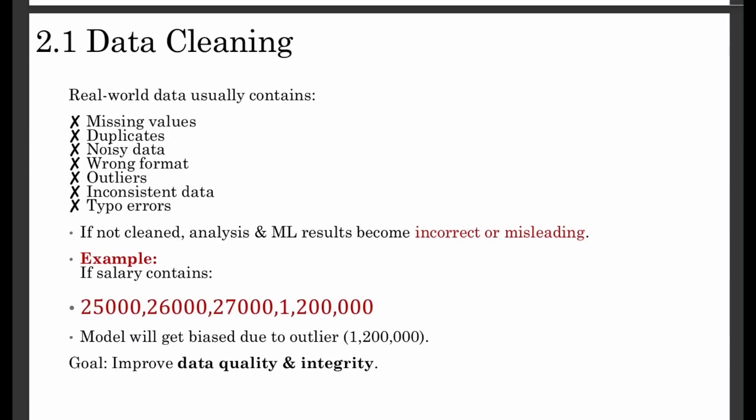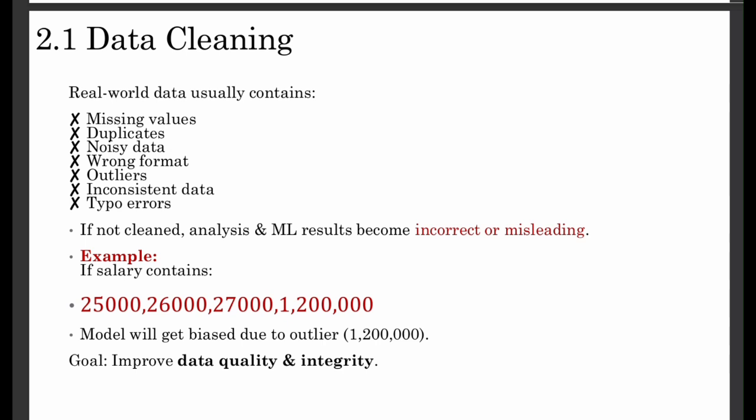Real world data is messy, and I mean genuinely, frustratingly messy. Here's what you will typically find in raw data: missing values, duplicates, noisy data, wrong format, outliers, inconsistent data, typographical errors. If you don't clean this data, your analysis and machine learning results become incorrect or misleading. This is the garbage in, garbage out principle.